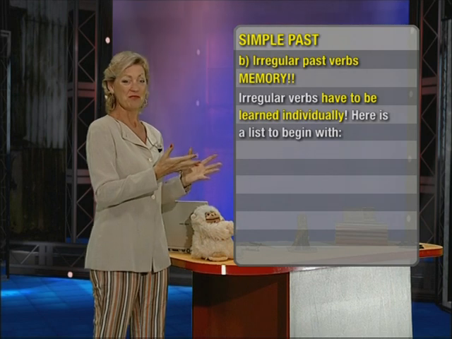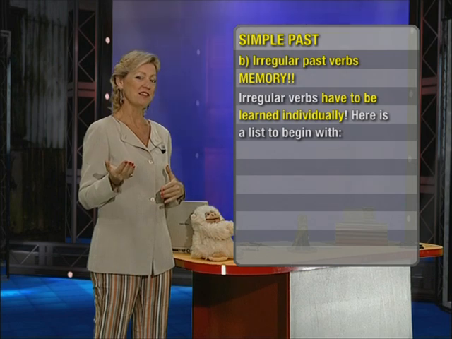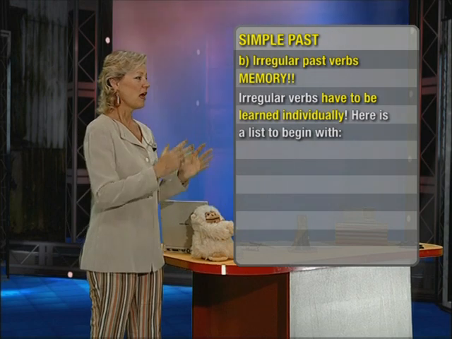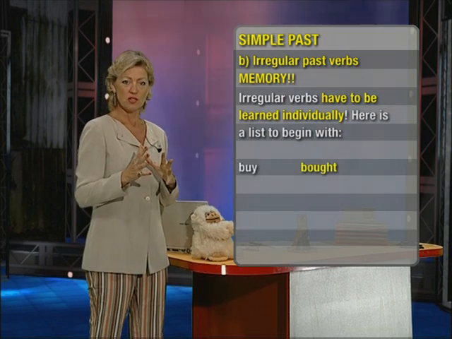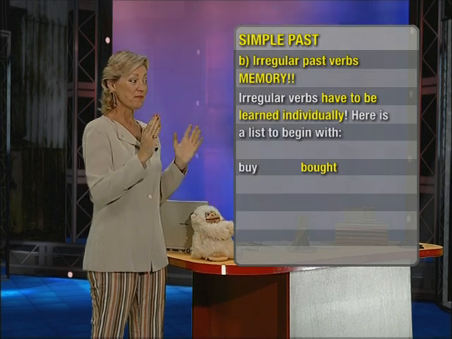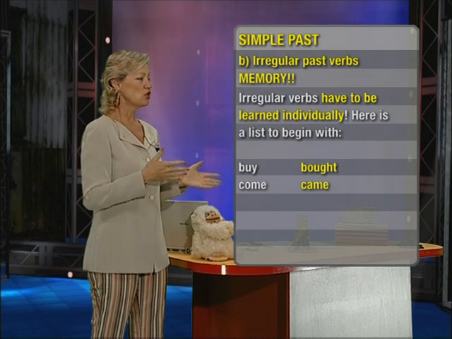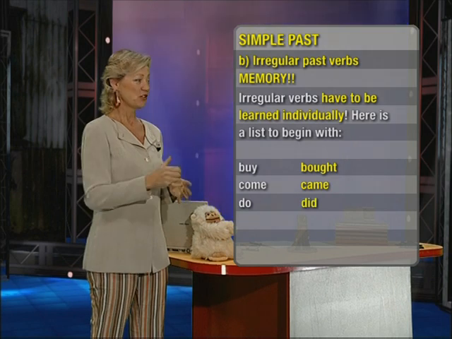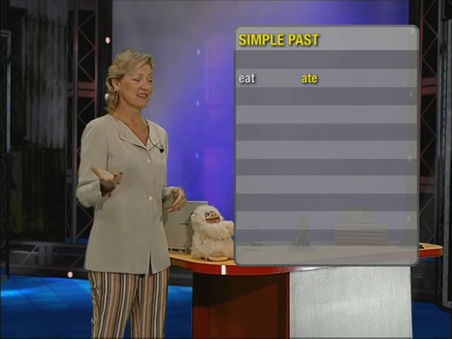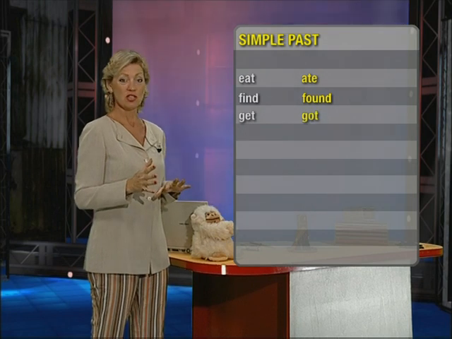Now, I am going to read some to you, some of the most important ones. Some of them you have already heard in the story, so listen carefully to the pronunciation. Buy, bought. You notice that O-U-G-H-T is pronounced ought. Buy, bought. Come, came. Do, did. Drink, drank. Eat, ate. Find, found. Get, got.